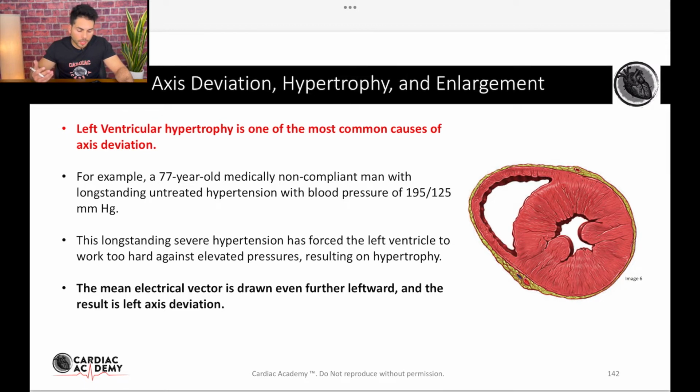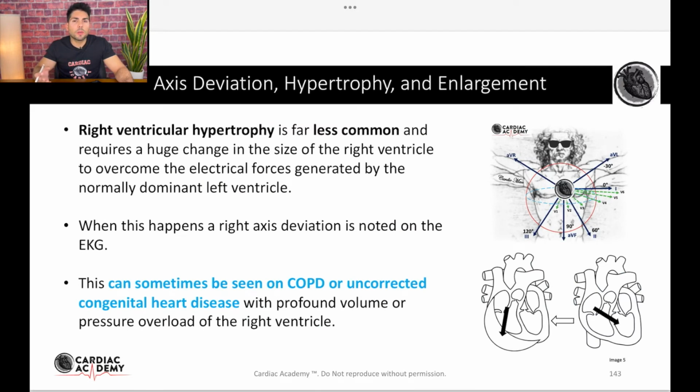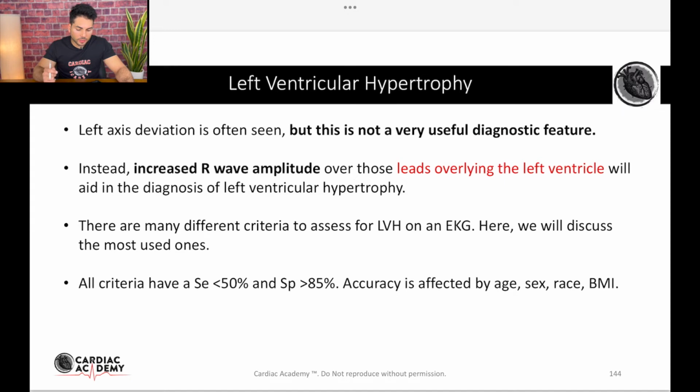You develop hypertrophy, okay? So when you develop hypertrophy, the bigger the muscle, the stronger the electrical activity, and that vector is going to move more towards the left axis, right? And we're going to have a left axis deviation. The same can happen with right axis deviation. However, in right axis deviation, COPD is the usual cause, right? So it's far less common than left axis deviation, but you will still see it from time to time. And like we said, COPD and uncorrected congenital heart disease, in which you can have shunts, can also cause this, okay?